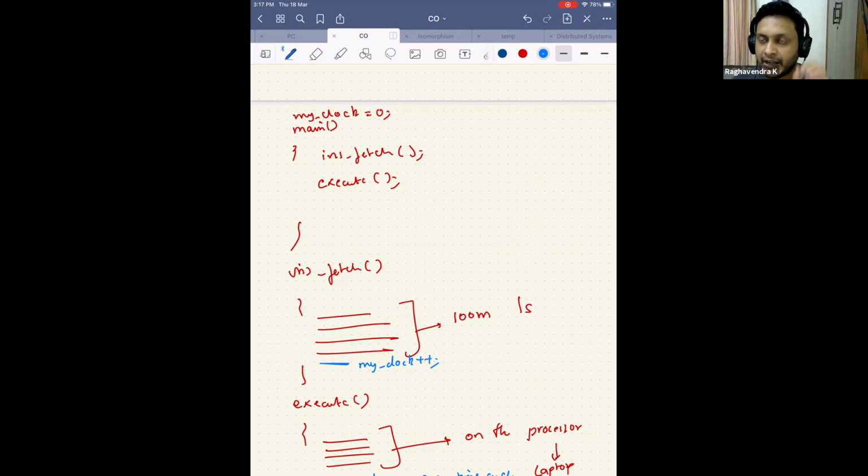And you are assuming that after the end of every function, you are doing my clock plus plus, which means that if it executes all these 5 stages together, the my clock value, if it started with 0, will be 5. If it started with 1, it will be 6. That's all that is there to it. And you are not worried about what is happening in the hardware. You don't have to launch multiple threads in parallel.